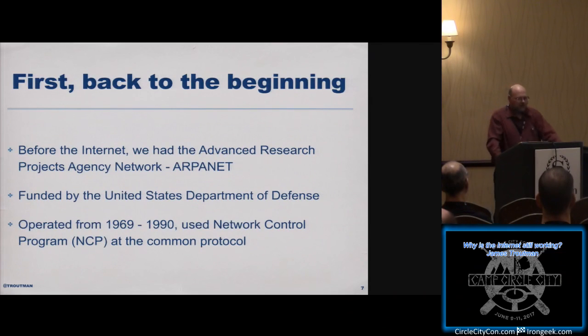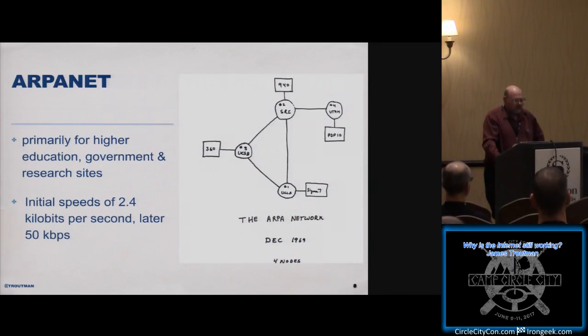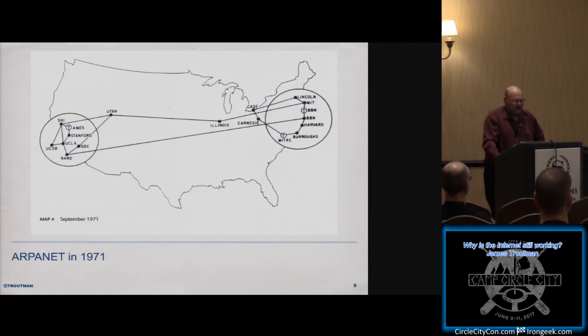So to explain that, we go back to the beginning. Before there was the internet, there was the ARPANET, and probably many of you have heard of this. It's funded by the United States Department of Defense. Came into existence in '69 through 1990. Used a totally different protocol called NCP. This would be one of the baby photos of the internet, the original ARPANET, with just 4 nodes in December of 1969. Operated at a whopping 2.4K bits per second, later 50K. Here's the ARPANET in 1971. It grew pretty rapidly.